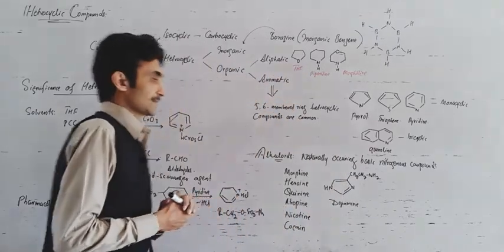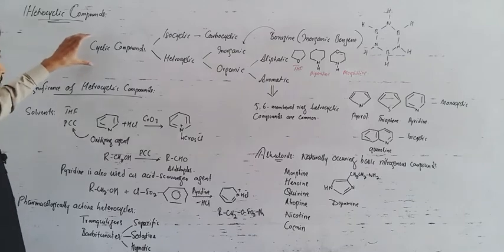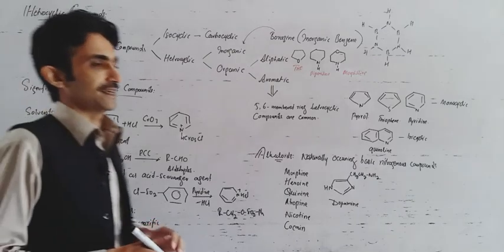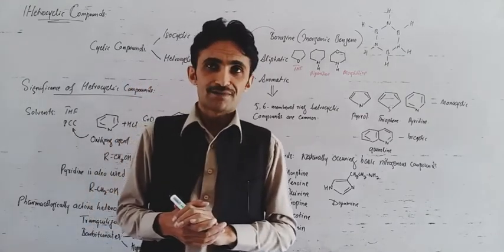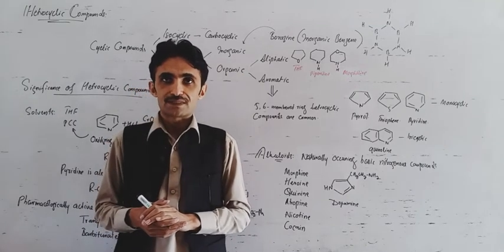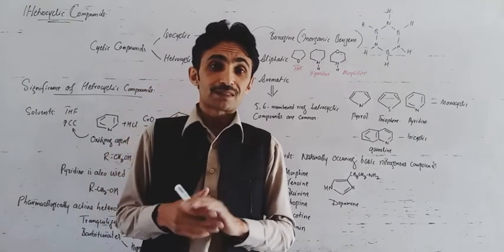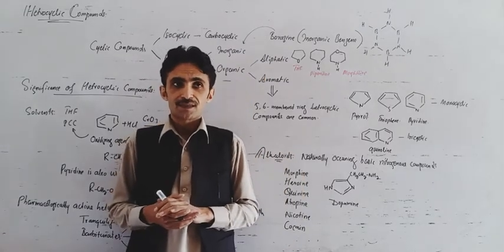So let us focus first on what heterocyclic compounds are. When we talk of heterocyclic compounds, basically we refer to a cyclic compound which consists of two or more different types of atoms. So far we have studied simple cyclic compounds which consist of only one kind of atom, such as carbon atoms.